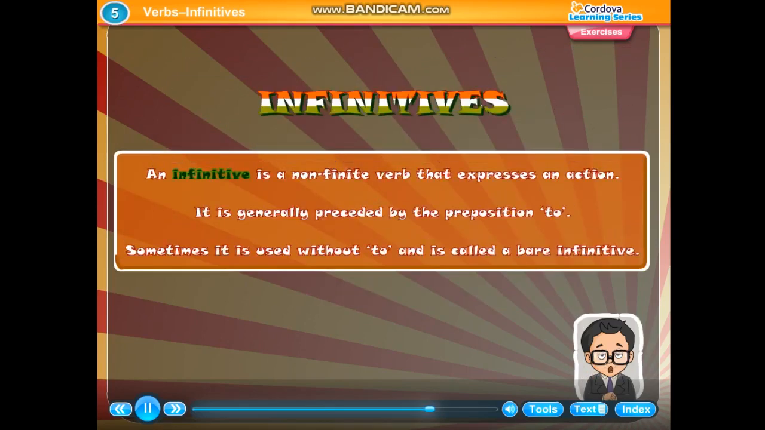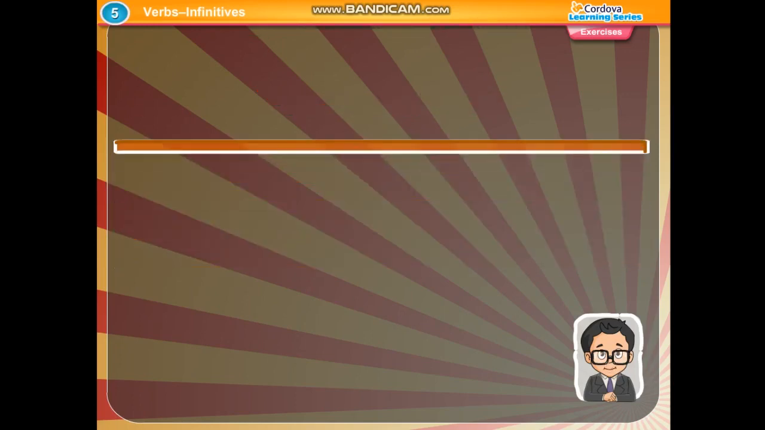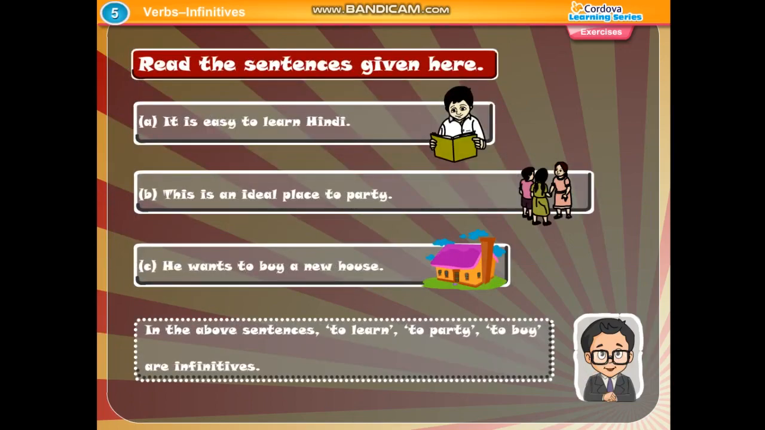Infinitives. An infinitive is a non-finite verb that expresses an action. It is generally preceded by the preposition to. Sometimes it is used without to and is called a bare infinitive. Read the sentences given here. It is easy to learn Hindi. This is an ideal place to party. He wants to buy a new house. In the above sentences, to learn, to party, to buy are infinitives.